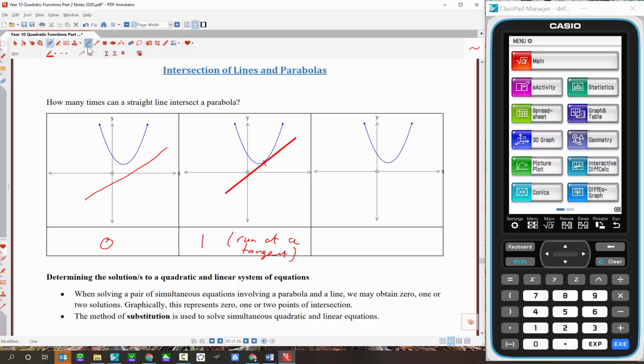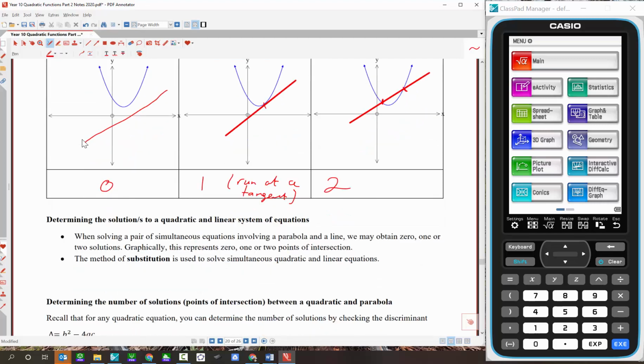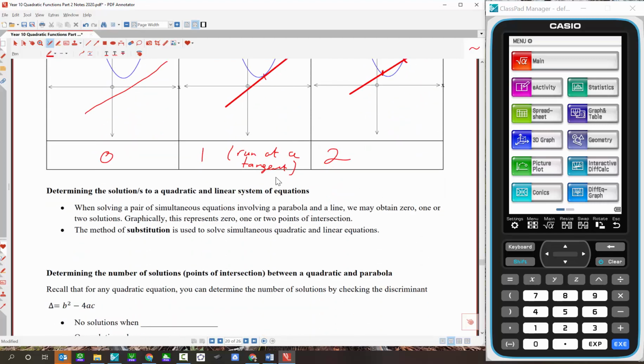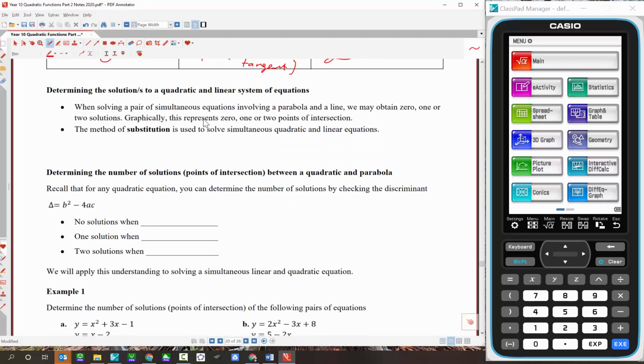And of course, what we could also get is two intersections. Okay, so that would be where the parabola and the straight line intersect twice, once there and once there. So these are the three variations that we can get. So when solving a pair of simultaneous equations involving a parabola and a line, we may obtain 0, 1 or 2 solutions. Okay, and we tend to use the method of substitution to actually get solutions.